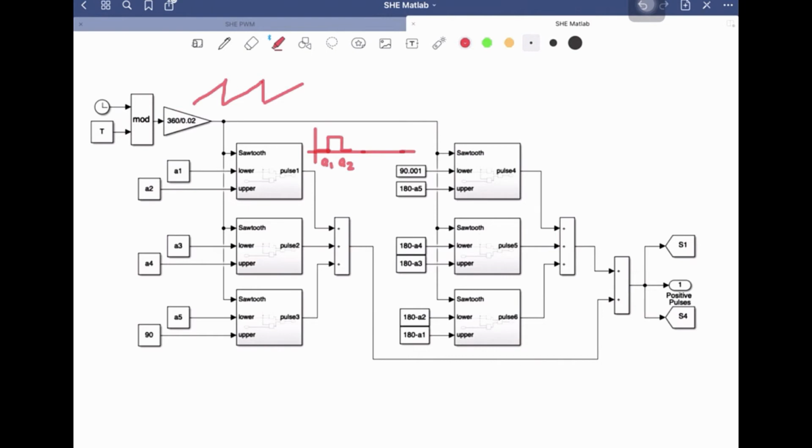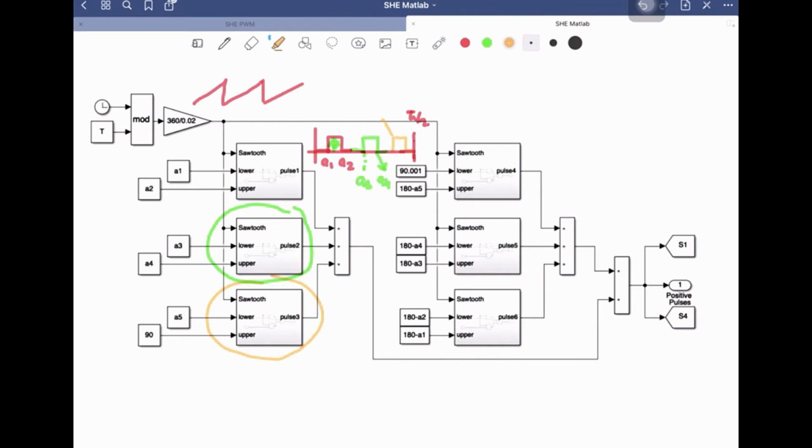Let's suppose this is the half cycle, or rather quarter cycle. It is pi by 2 point of the output voltage. So we are going to get this pulse, and then from this block we will get the pulse from A3 to A4. Let's suppose these angles are specified, A3 and A4, and from this block we are going to get the output like that.